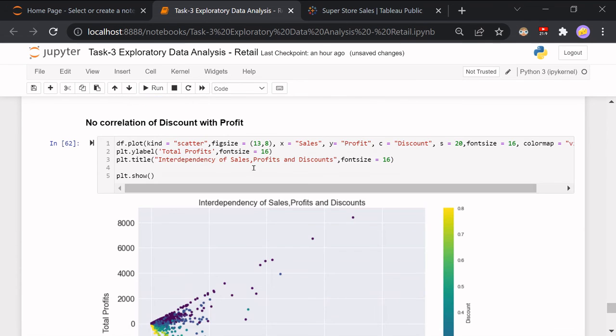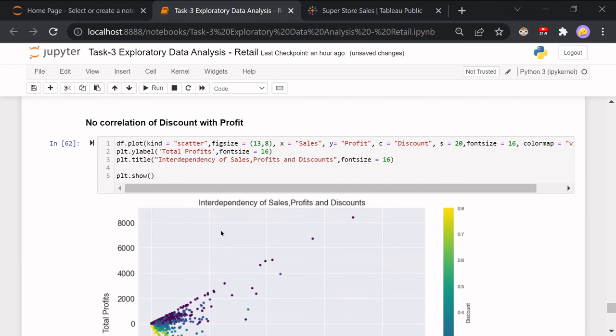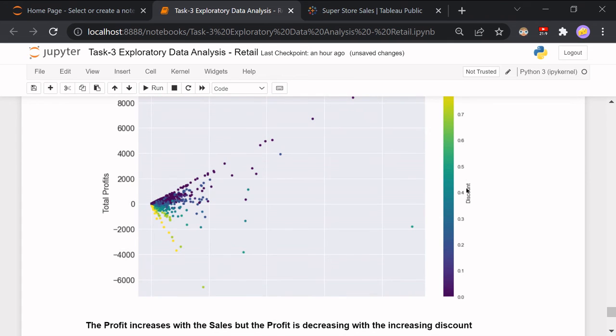In the next graph, it's a scatter plot, and here you can observe that where discount is high, it is yellow in color, and where discount is low, it is dark blue in color, or purple you can say. So here is our zero profit. From here you can see that when the discount is increasing, our profit is decreasing.